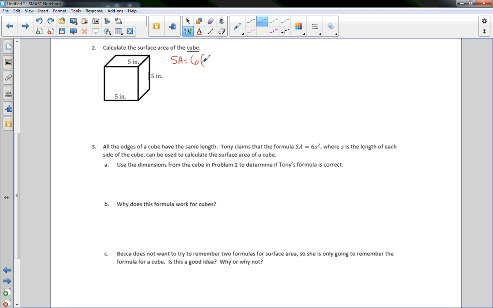So I'm going to show you a shortcut. 6 times the base times the height is what I'm going to use for the surface area of this cube. So the surface area is going to equal 6 times the base, 5 inches, times the height of 5 inches. So the surface area is 6 times 25 inches squared. And the surface area therefore equals 150 square inches. Okay, a lot less work when you realize it is a cube.